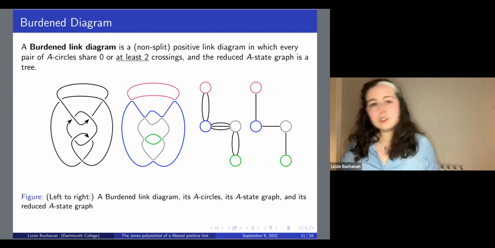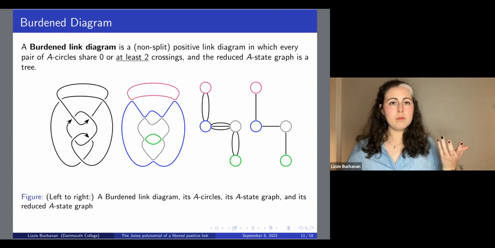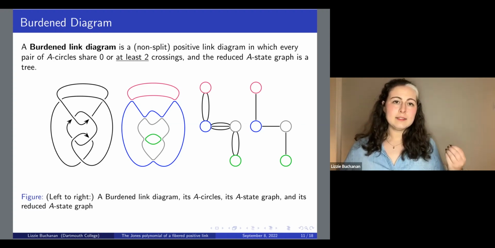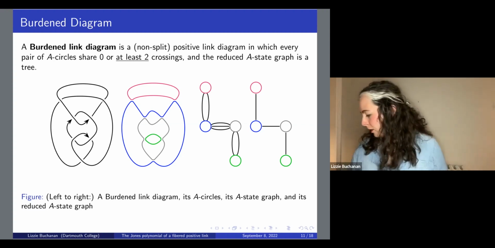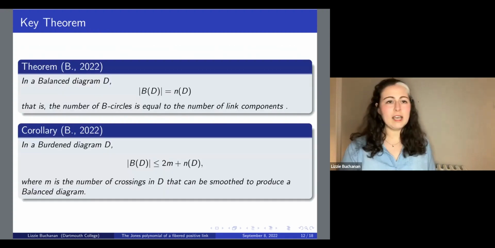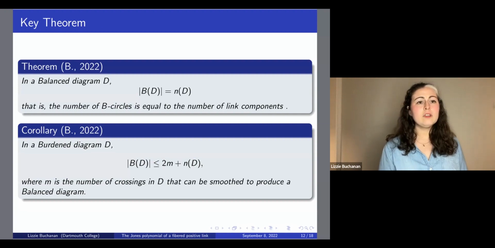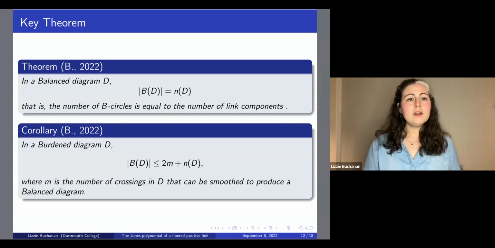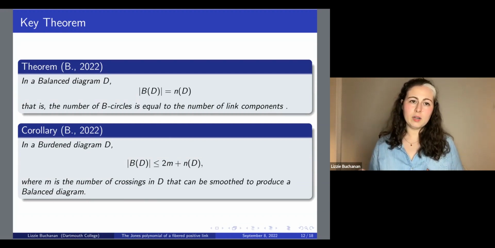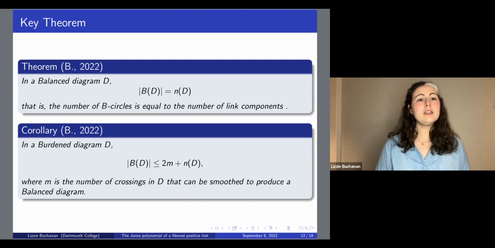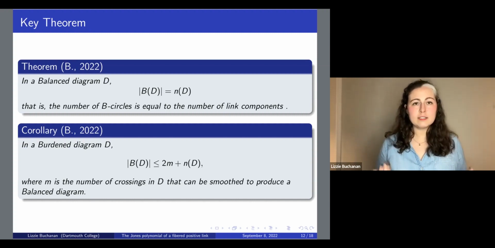And then what we can do is we can take our key theorem, saying that for a balanced diagram, the number of B circles is equal to the number of link components. And if we weaken that statement a little bit, we can apply it to burdened diagrams. So what we'll get is a corollary that in a burdened diagram, the number of B circles is going to be less than or equal to 2m plus the number of link components. And this is where m is the number of extra crossings in the diagram.